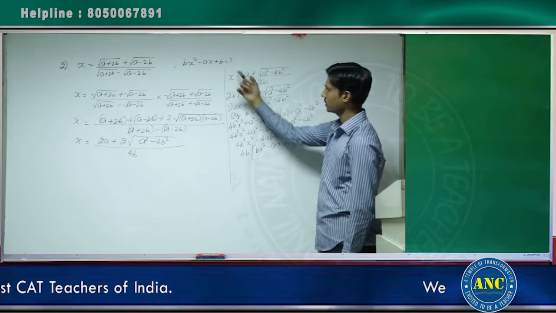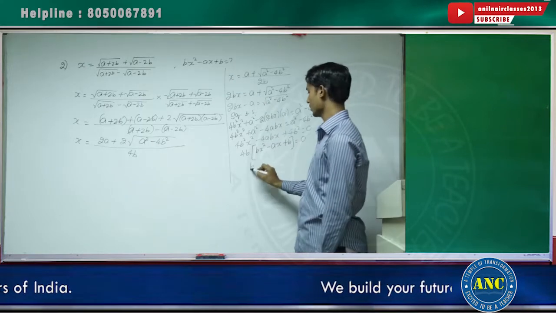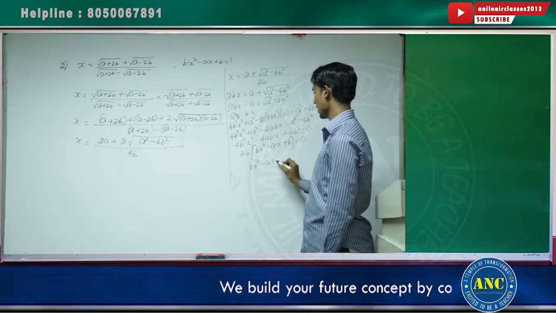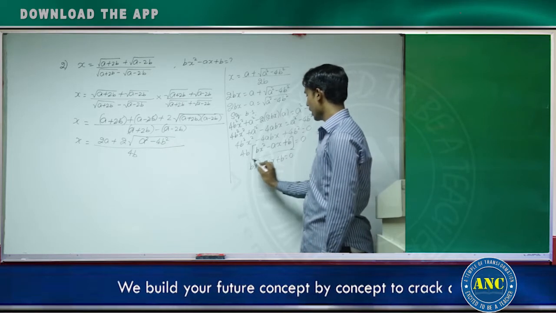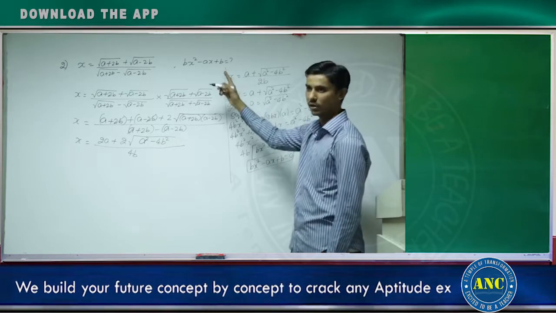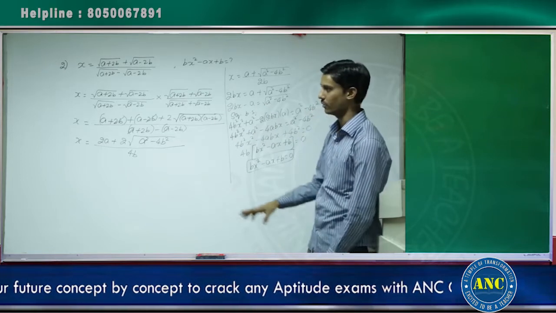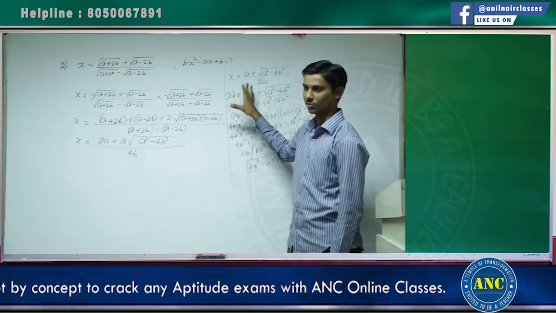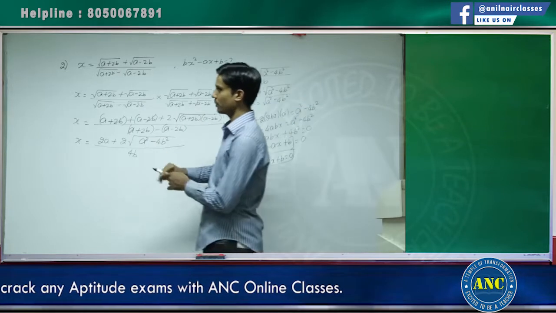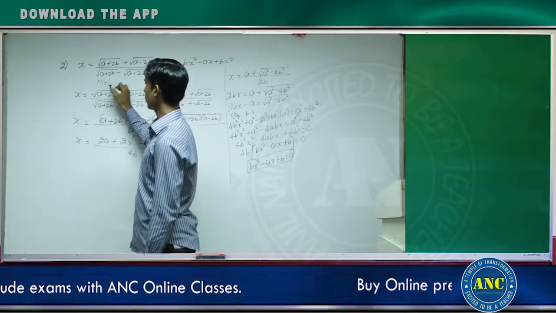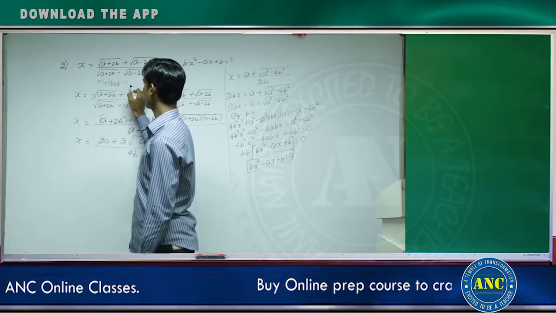Now they are asking what is the value of this. So this can be 0. That means bx square minus ax plus b equal to 0. And that is what they have asked in the question also: what is the value of bx square minus ax plus b? But it is a very lengthy procedure, right? So we will not use this method in the examination. This is just for your understanding. This will take a lot of time to solve.